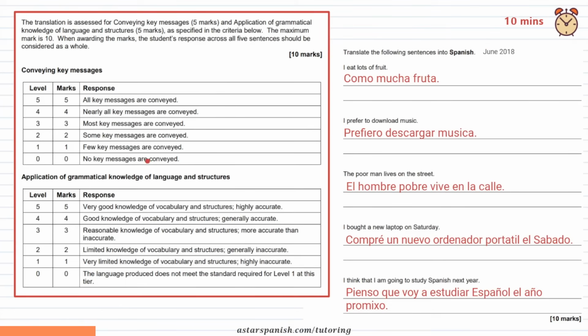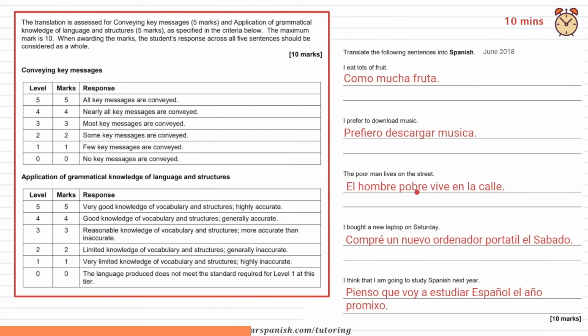Taking a look at the mark scheme, you get 5 marks for conveying key messages, and the other 5 for accuracy. Here's one way to translate these sentences. Usually there's more than one accepted answer. Firstly, I eat lots of fruit would be "como mucha fruta". The second one, I prefer to download music would be "prefiero descargar música". Thirdly, the poor man lives on the street. "El hombre pobre vive en la calle."